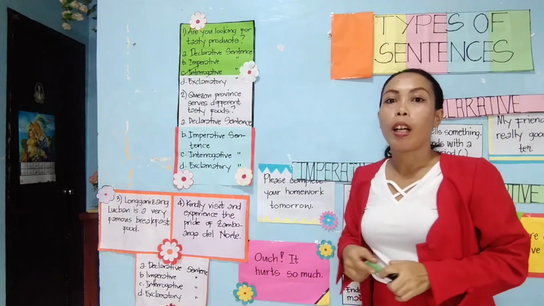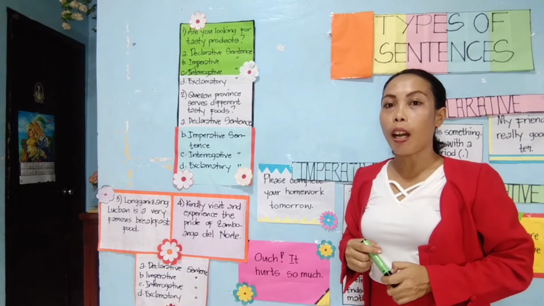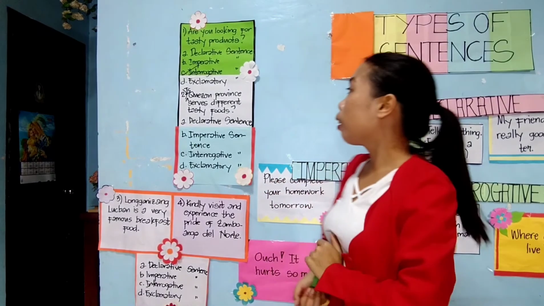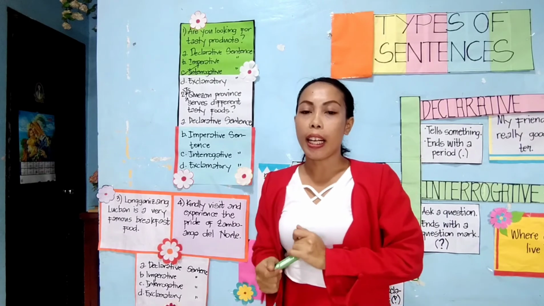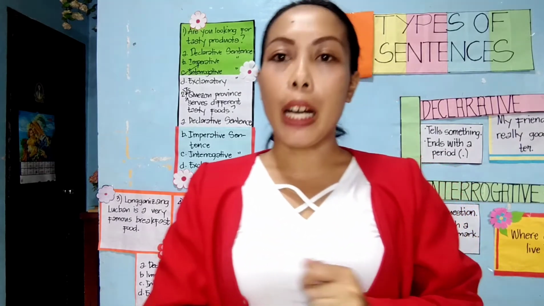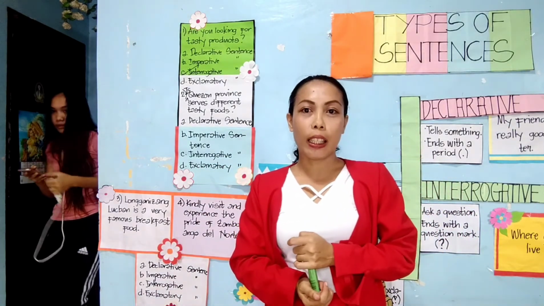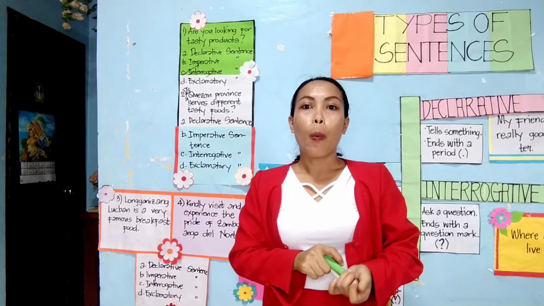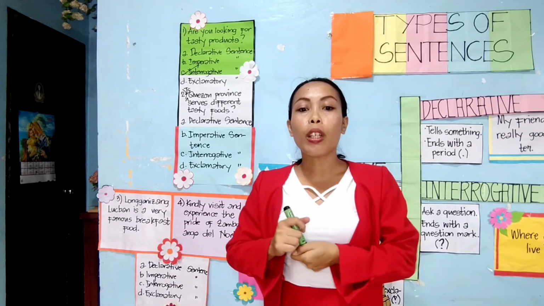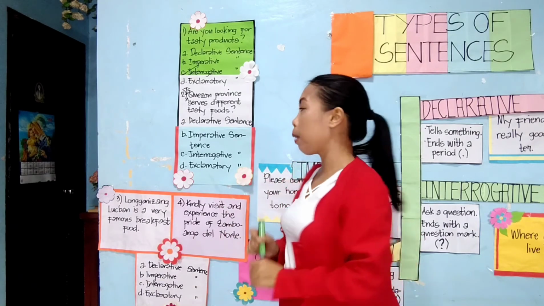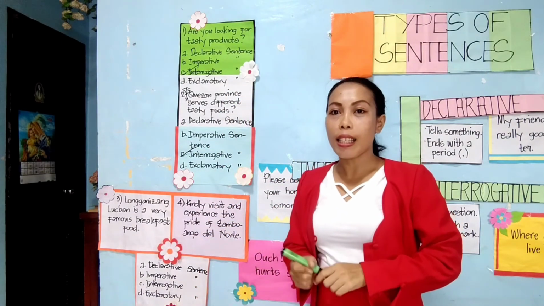Number 2. Is Quezon Province serving different tasty foods? Letter A, declarative sentence. Letter B, imperative sentence. Letter C, interrogative sentence. And letter D, exclamatory sentence. What is the good answer? What type of sentence is number 2? Very good. Again, it is an interrogative sentence, because it asks a question.